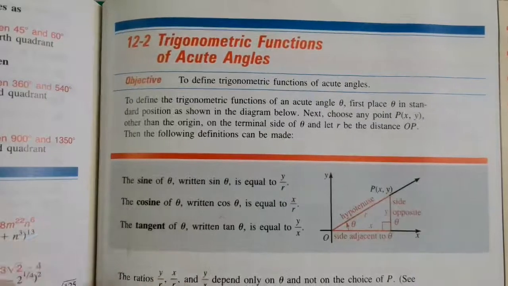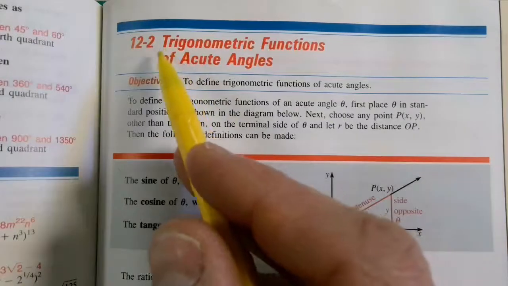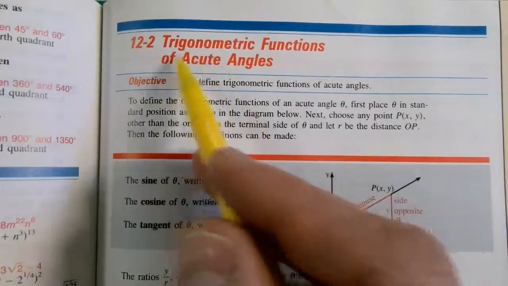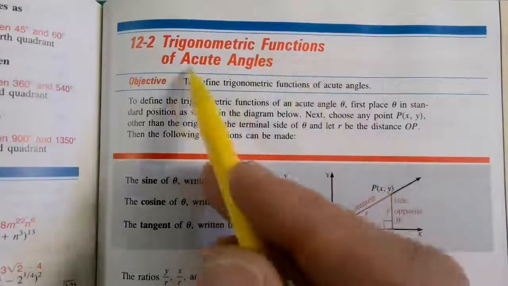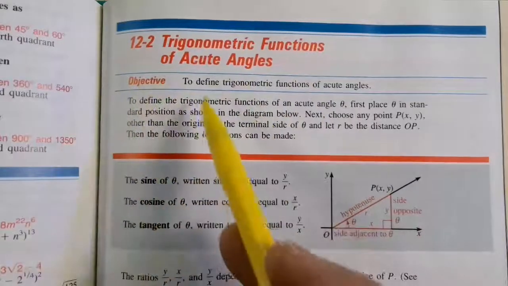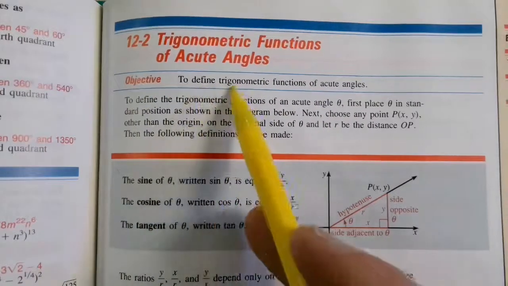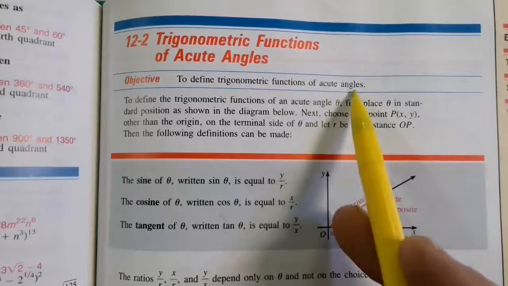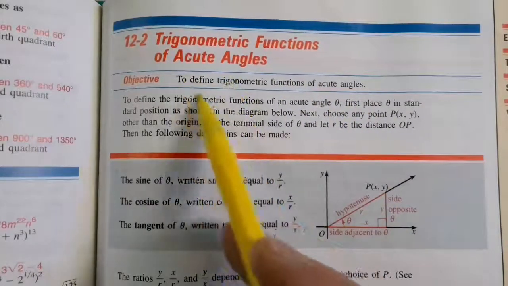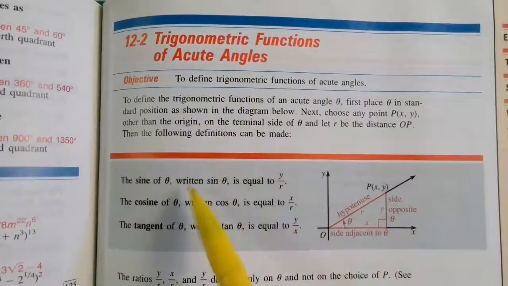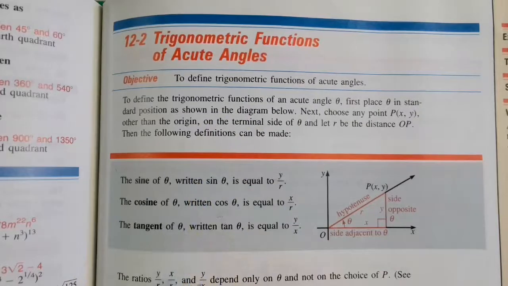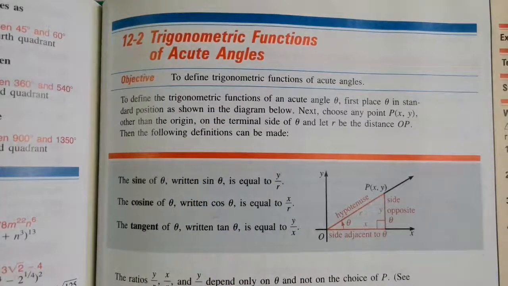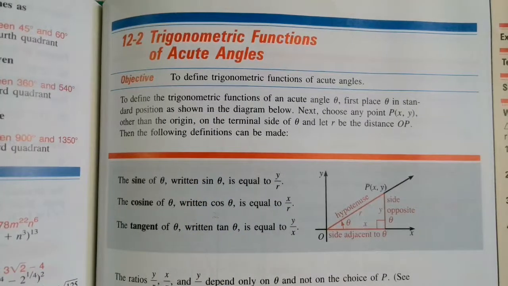Okay. So first, you've got to even be able to say trigonometric functions of acute angles. The objective here is to define trigonometric functions of acute angles. So again, we're working on definitions and learning some new concepts. The application of them will be less challenging than understanding and remembering all of them.